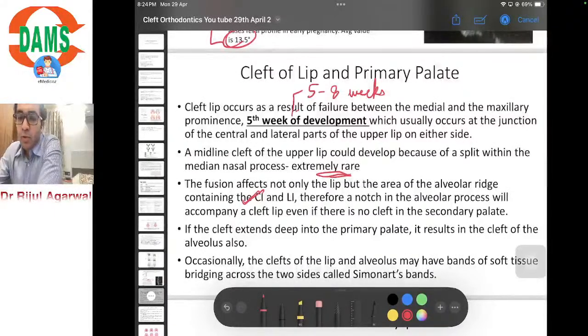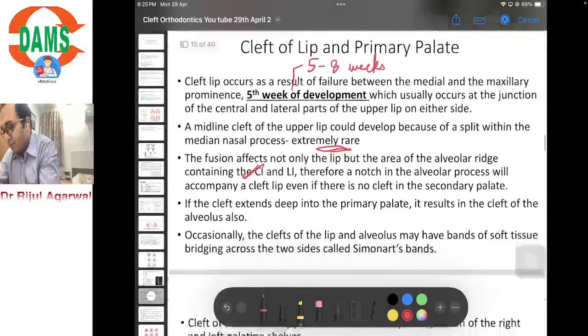Next, as I've already told you, cleft lip is most commonly associated with a cleft of the alveolus as well. Not always, but most commonly associated. And if present, it will lead to defective development of the central and lateral incisor. If the cleft extends deep into the primary palate, it will result in a cleft of the alveolus.